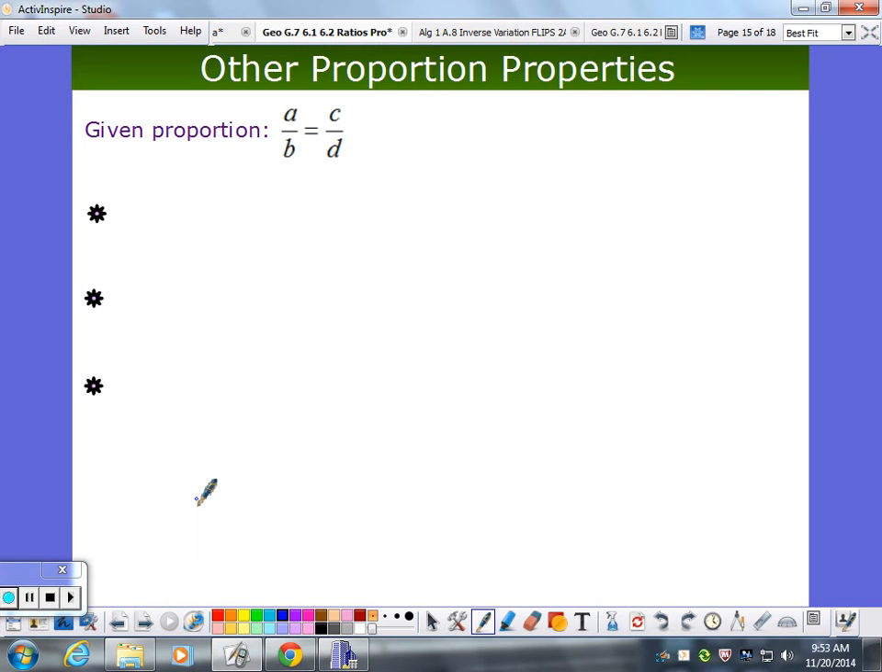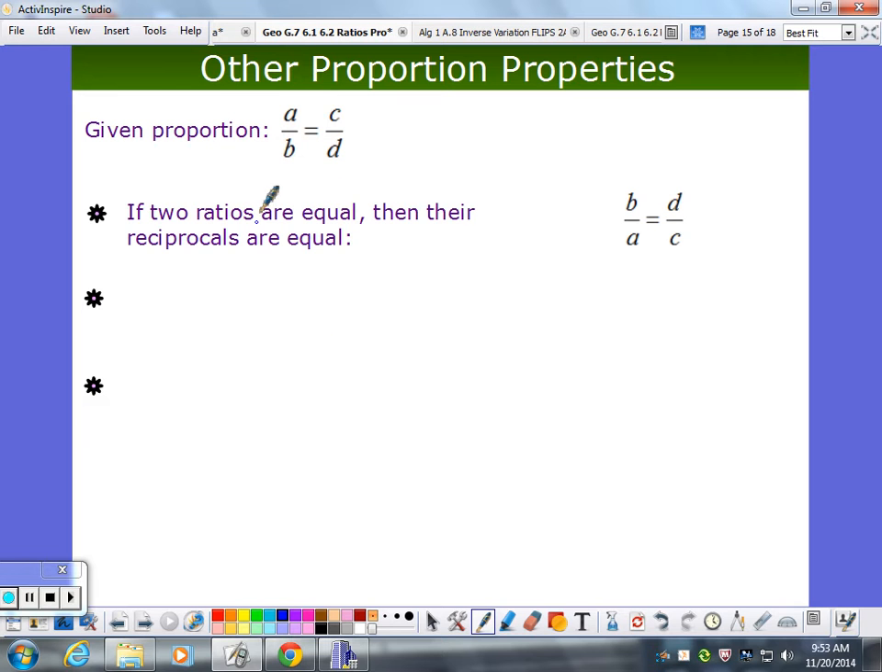Other proportion properties that we need to know about. Given a proportion, A over B equals C over D, there's other things we can do. If you take the reciprocals of both, you still have a proportion. So turn it upside down, B over A and D over C will be a true proportion. You can do that and still have a proportion.